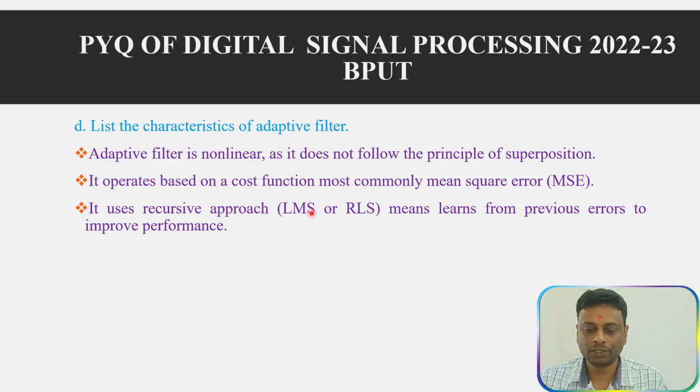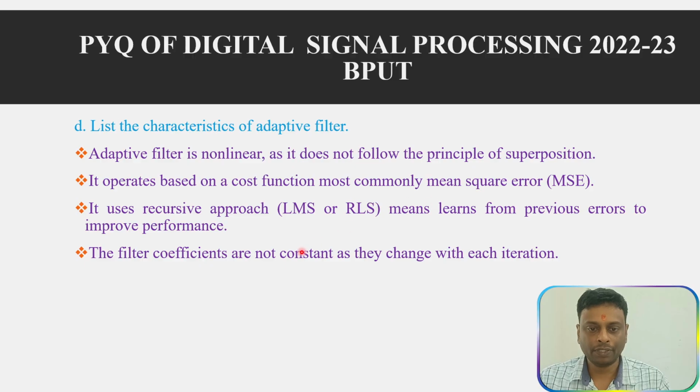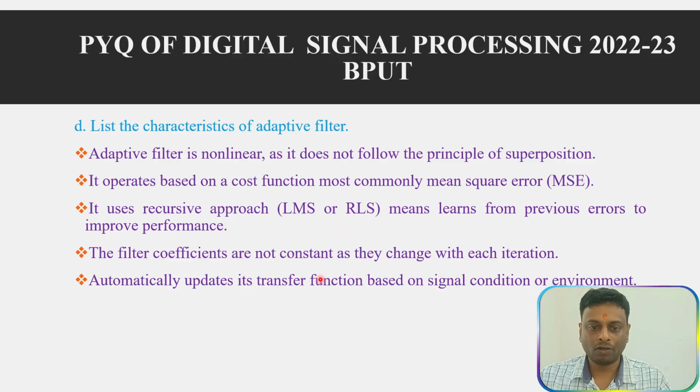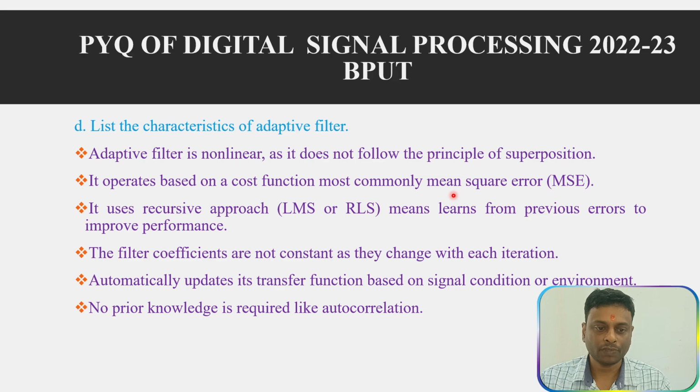LMS is the least mean square, and RLS is the recursive least square. They learn from the previous errors to improve the performance. The filter coefficients are not constant because they change with each iteration. It automatically updates its transfer function based on the signal conditions or environment. So these are some characteristics of adaptive filters. No prior knowledge is required, like we have done in autocorrect.